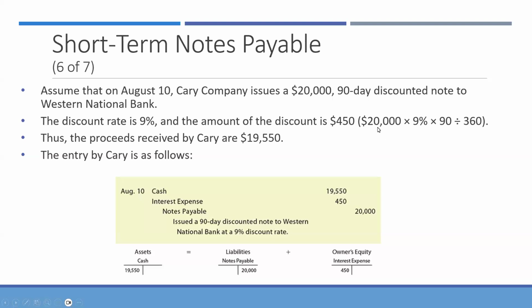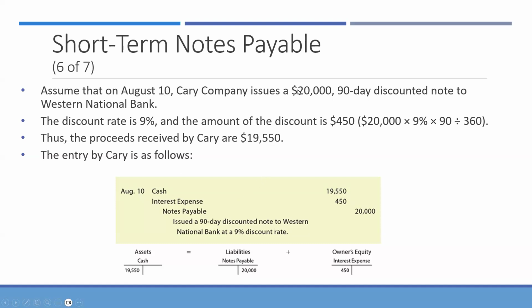So to calculate the amount received, we take $20,000 times 9% times 90 days divided by 360, and we get $450 is the interest expense that's going to be due on the note. And so then the proceeds received are $19,550.